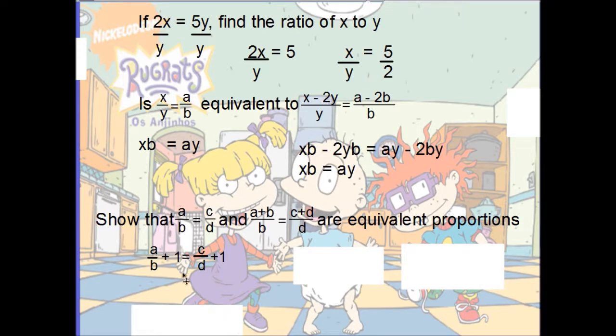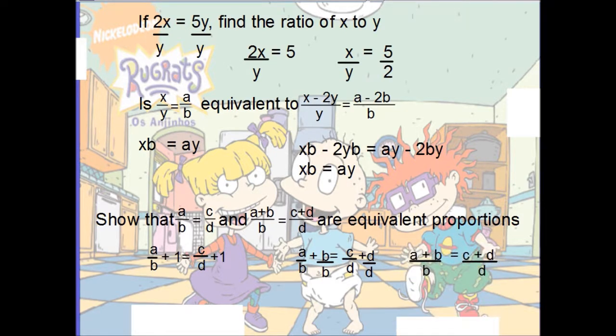Now, the next thing is I know when I add or subtract with fractions, I have to have common denominators. And if I want to add or subtract using a unit of 1, I want my top and bottom to be the same thing. So this 1, I'm going to express as b over b, which is 1. And the second one, I'm going to express as being d over d. Now, our rule with adding and subtracting with fractions: you add or subtract the top, keep the bottom the same, and that's what I get. a plus b over b equals c plus d over d.